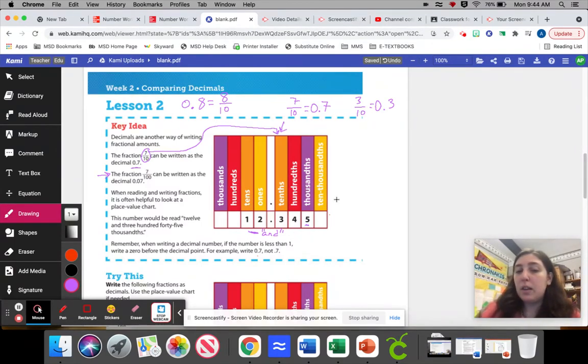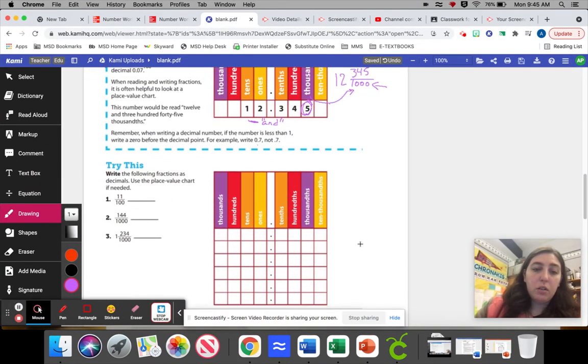So if I were to write this as a fraction, 12 and 345 thousandths, remember the way that we say it is the way we write it. So 12, and when I get to the and, that means I'm going to make my fraction 345 thousandths. Okay, again, because this 5 is in the thousand spot, that tells me what I should have in my denominator. So the 5 is in the thousand spot. That means I'm going to have 1,000 in my denominator over here. All right, so let's practice.